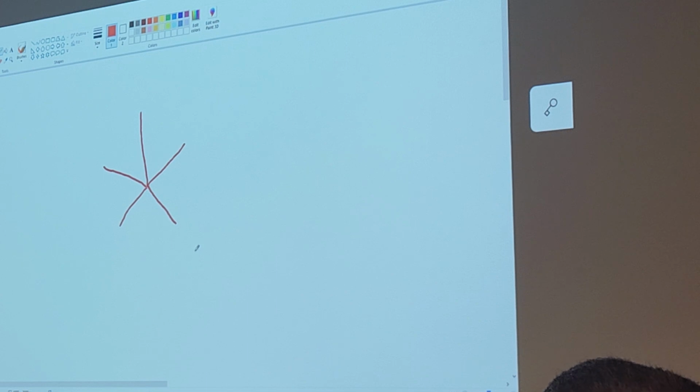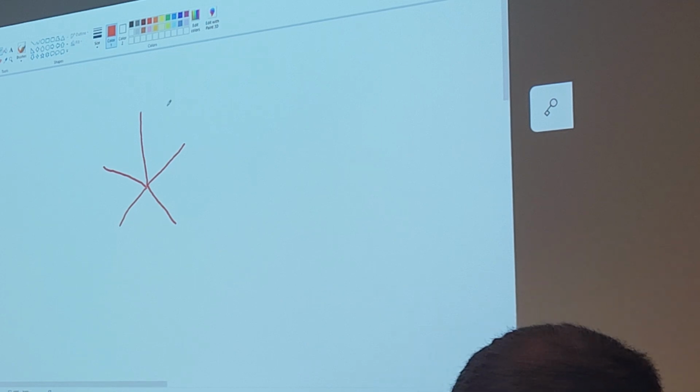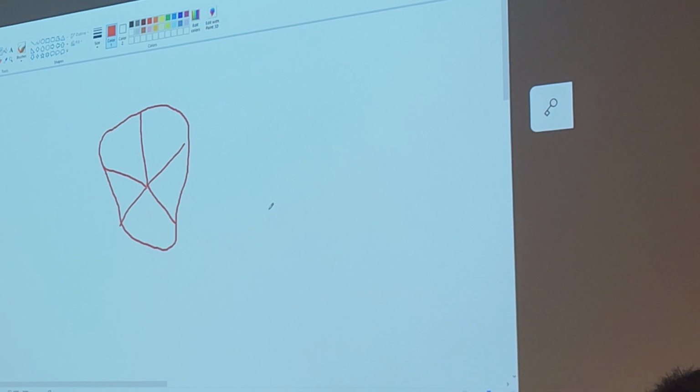Right, so it looks like a star, right? And then you just have this, it's inside a bowl, right? And that's your stellate fracture. It just spreads out like the star pattern.